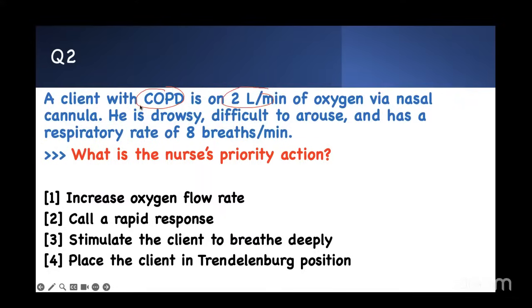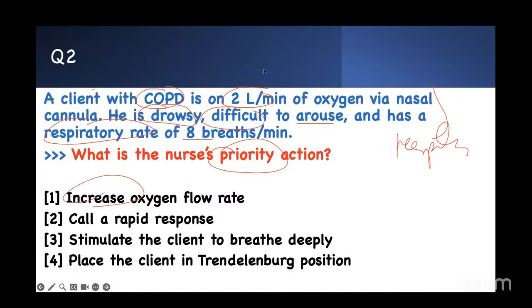Two liters, and he's drowsy, bad problem. Difficulty to arouse, bad problem. Respiratory rate of 8, bad problem. I know this patient is in respiratory distress based on content, everything you've studied. Now apply it in a common sense way. Prioritization. I've got to be sharp and pick something that is going to save the individual's life.